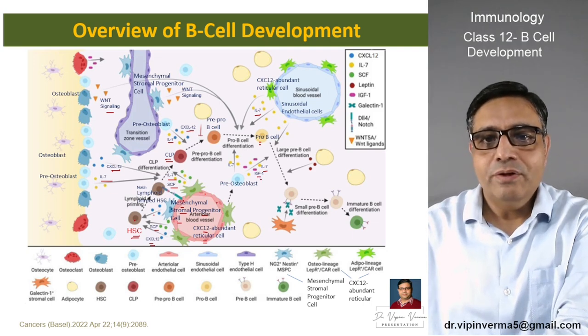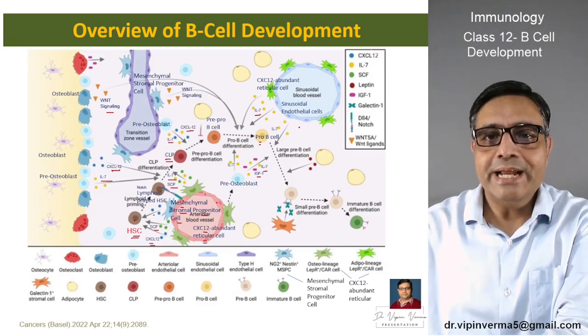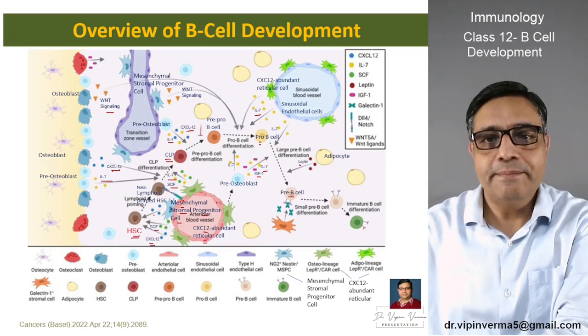Now what happens? The pre-osteoblast also secretes IL-7 and IGF1, all right, and then the IL-7 secreted by the sinusoidal endothelial cells, and adipocytes secrete leptin, and they differentiate the pro B cell into pre B cell. So now our cell is a pre B cell.